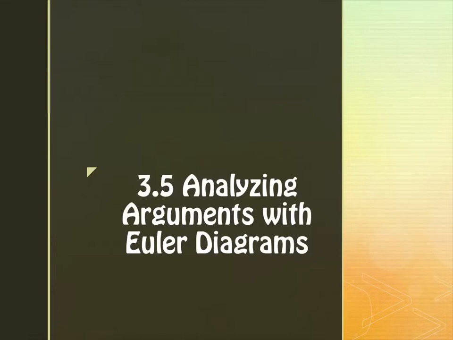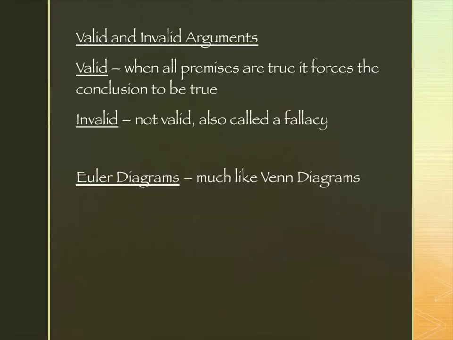And to start with, we're going to just describe what is meant by valid and invalid arguments, because that's really what we're assessing today. We're going to have a different kind of diagram structure to decide if arguments are valid or not. Valid arguments are valid when all premises are true and it then forces the conclusion to be true. If something is not valid, then it would be called invalid. Another word that we will see used, more in section 3.6, instead of invalid, is the word fallacy. So invalid and fallacy mean the same thing. They're just used interchangeably.